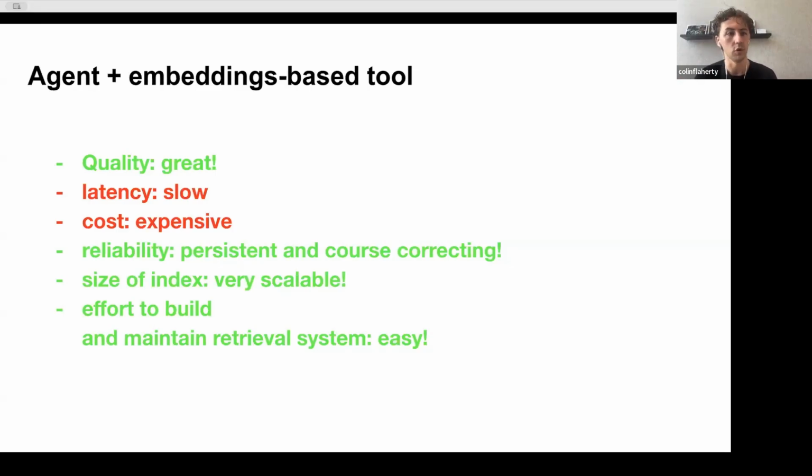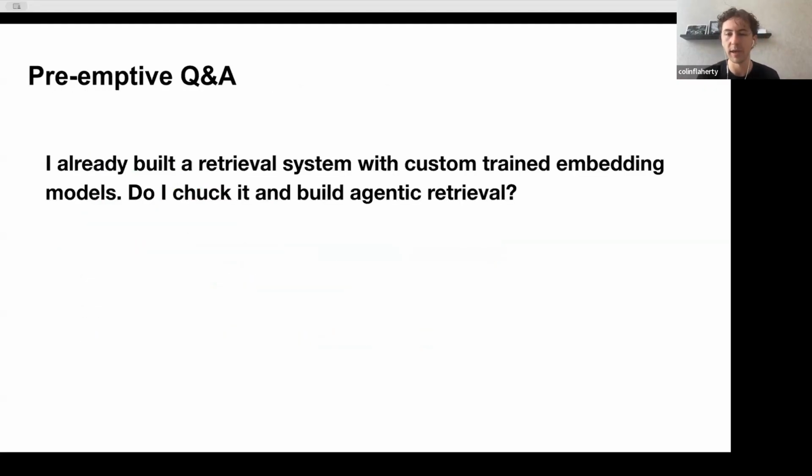And then finally, this kind of third option I mentioned, which is the agent plus an embedding-based tool. The quality is great. It's still slow and expensive, but we get everything else. So we get the reliability, persistent course correcting. It now handles large indices and the effort to build and maintain the retrieval system, it's mostly easy because you have less of a need to train embedding models because the agent can just be persistent. And now maybe you want to optimize things further and have the agentic loop and also the really good embedding model that can help.